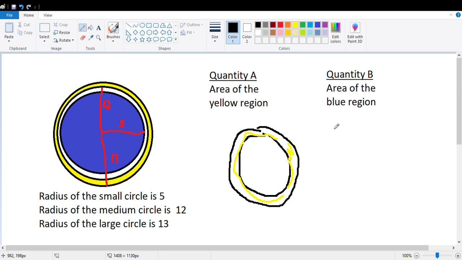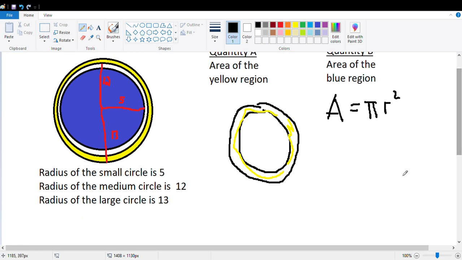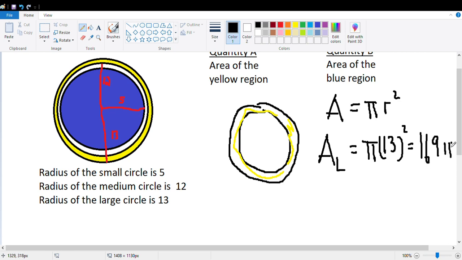All right, again, the area of a circle is pi times the radius squared. Let's see what's the area of the larger circle. That's going to be A_L. Call it like that. It's going to be pi, its radius is 13, so it's going to be 13 squared. 13 squared is 169, so we get 169 pi.